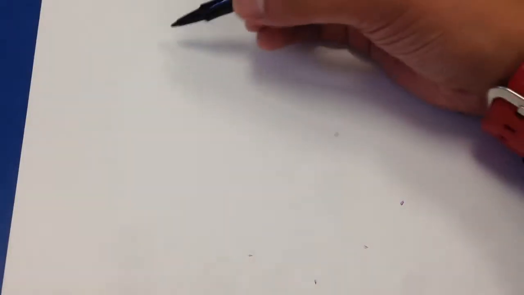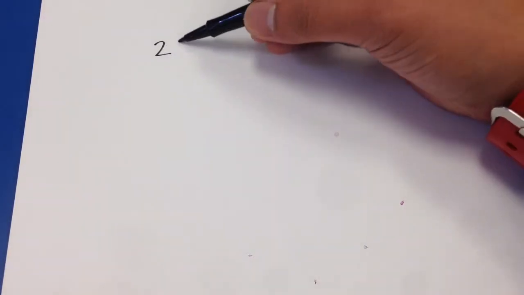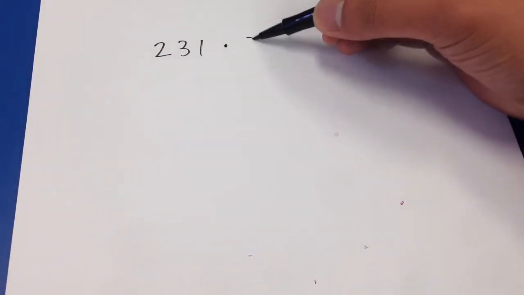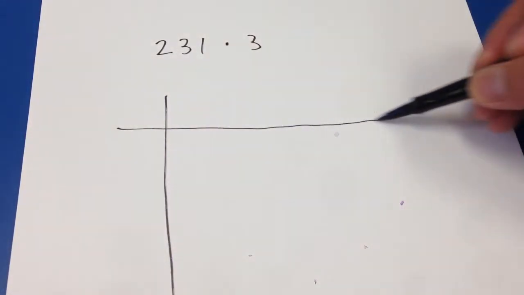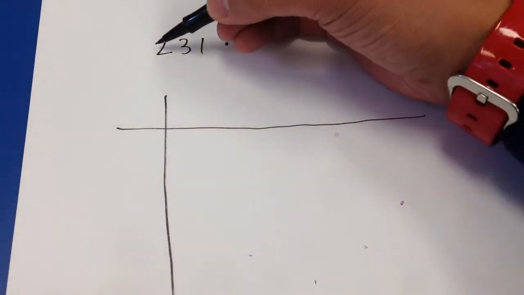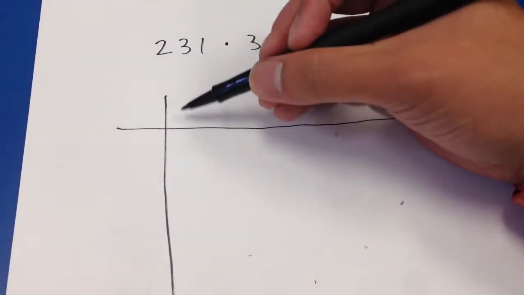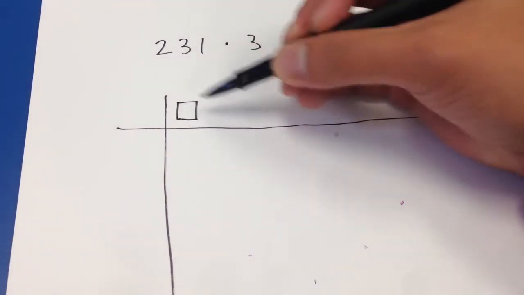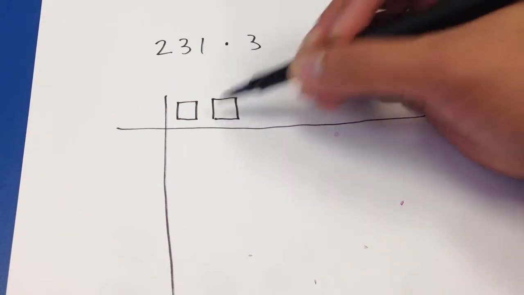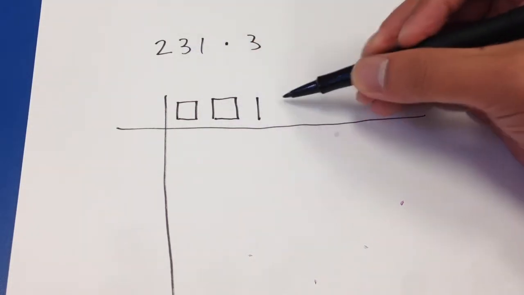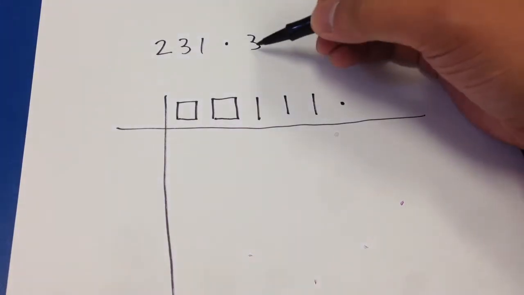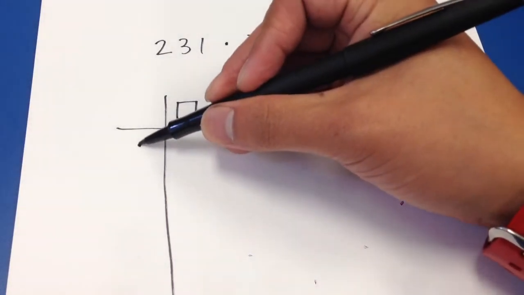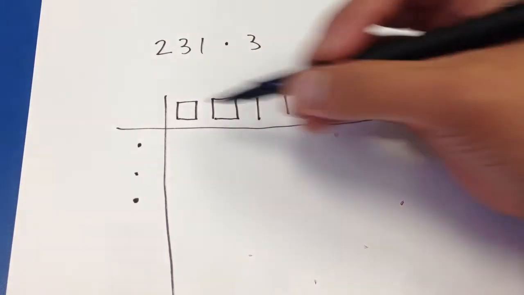Another example, let's say I have 231 times 3. So again, I'm going to start with my chart, and I'm going to represent my 231 up top here. So I have 2 hundreds, so 2 of these flats, 3 tens, 1, 2, 3 longs, and then 1 single. On this side I have my 3 ones, 1, 2, 3. Now I'm going to multiply.